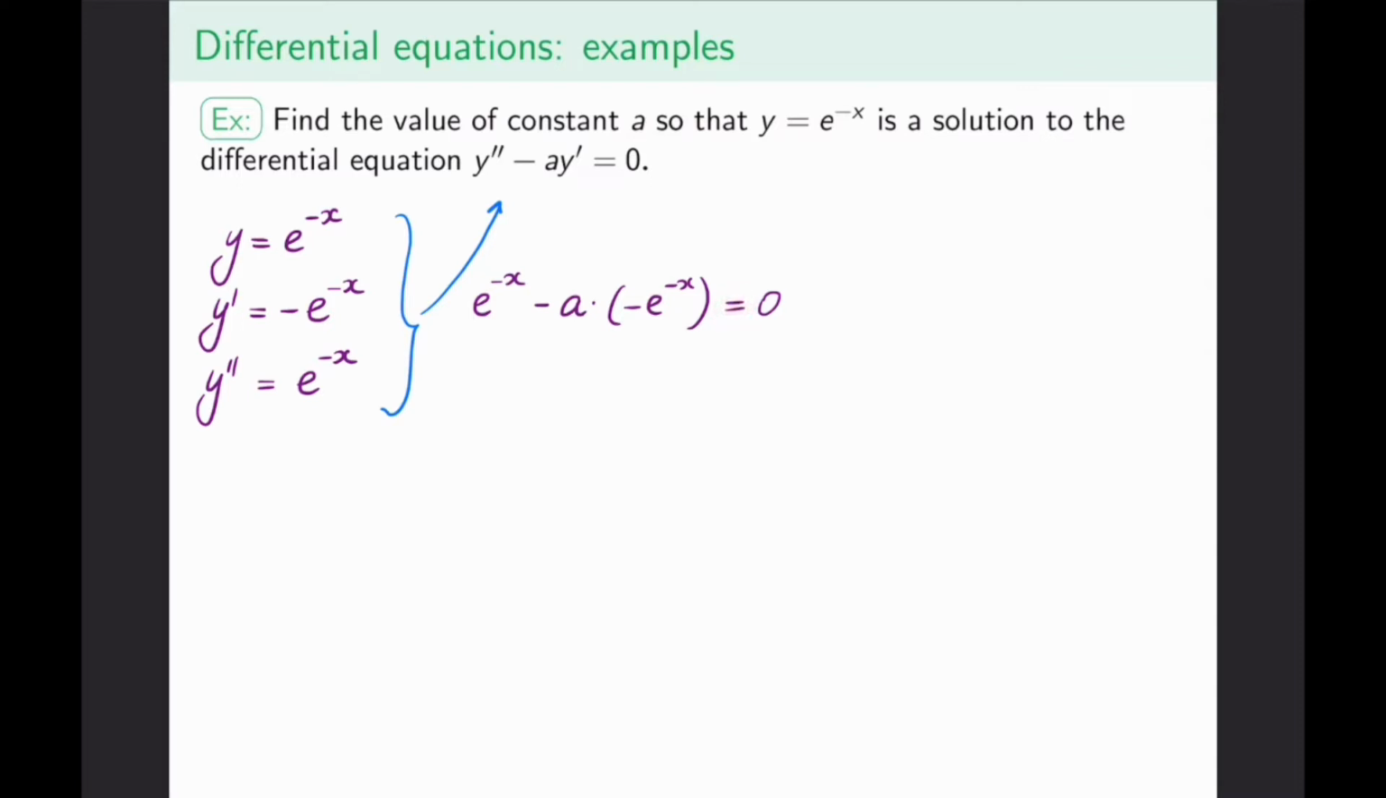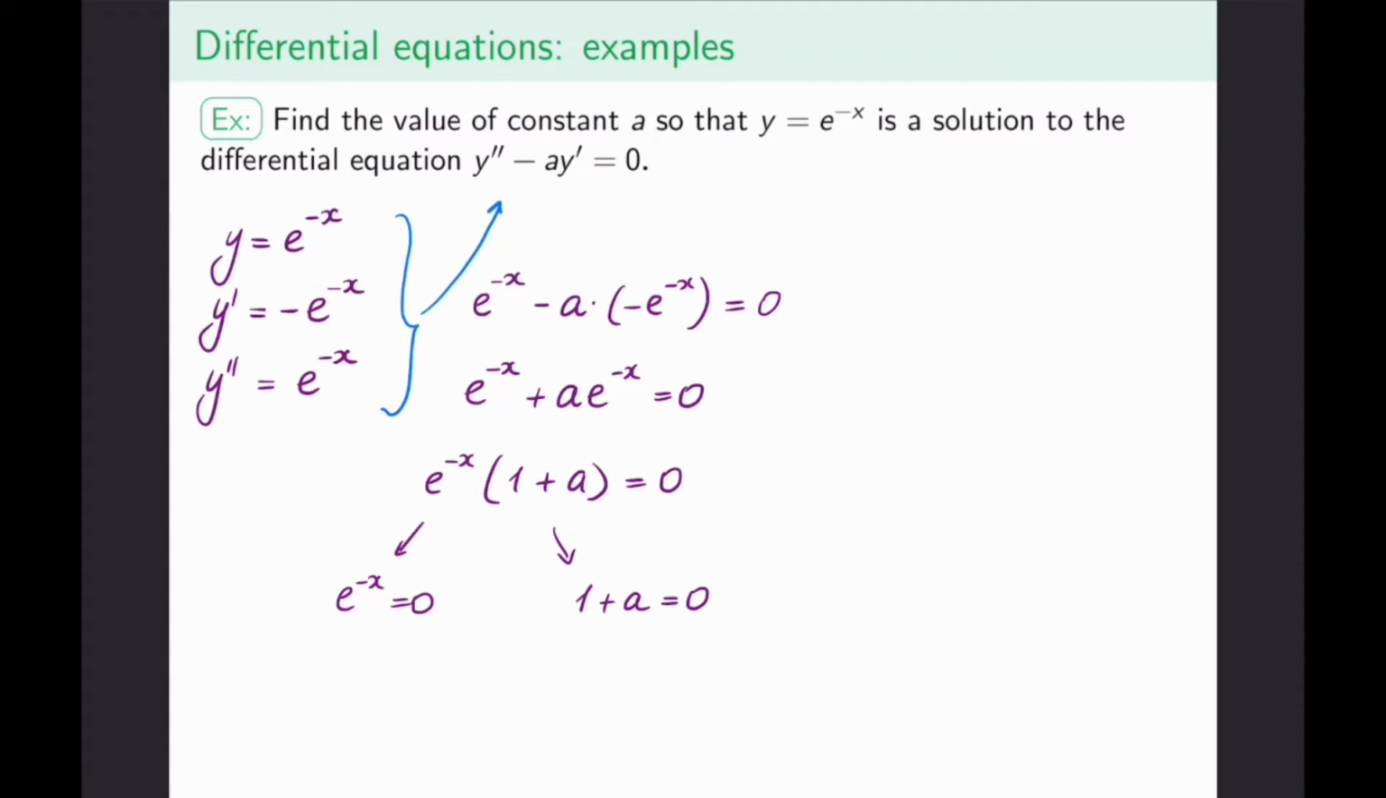If I open up the brackets here, I'm going to get e to the negative x, and then I see that the two minuses will cancel each other out, and I'm going to get plus a e to the negative x. I can factor out e to the negative x, and I'm going to have 1 plus a in the bracket left. This is a nice looking equation because I now have a product of two things that is equal to 0. A product is only ever equal to 0 if one of the two things equals 0. So I can break this equation into two pieces. Either e to the negative x is equal to 0 or 1 plus a is equal to 0.